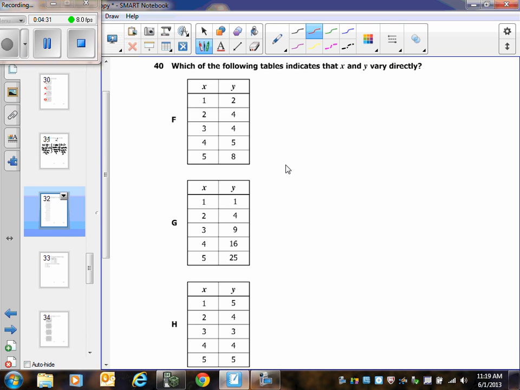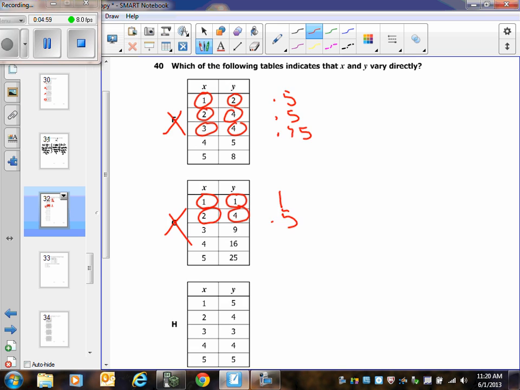So 1 divided by 2 is 0.5. 2 divided by 4 is 0.5. But 3 divided by 4 is 0.75. That does not vary directly, because varying directly I'm going to end up with the same exact constant. Now, for choice G, 1 divided by 1 is 1, but 2 divided by 4 is 0.5. So it's not choice G.